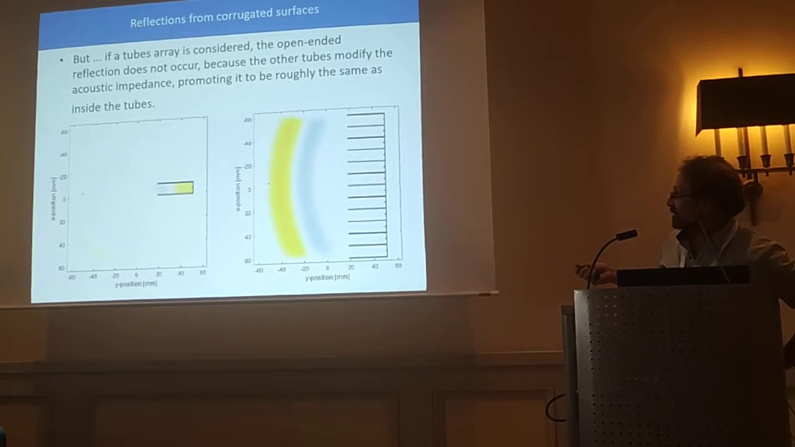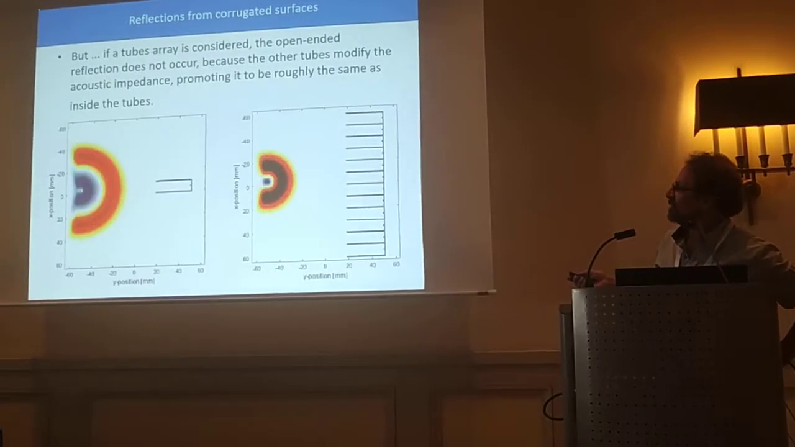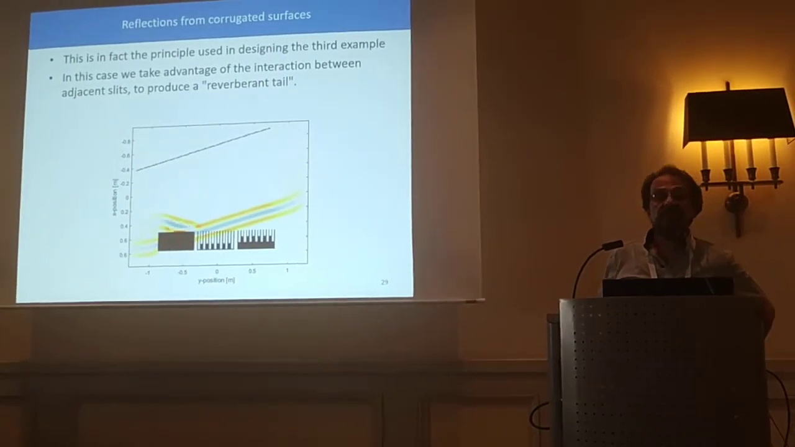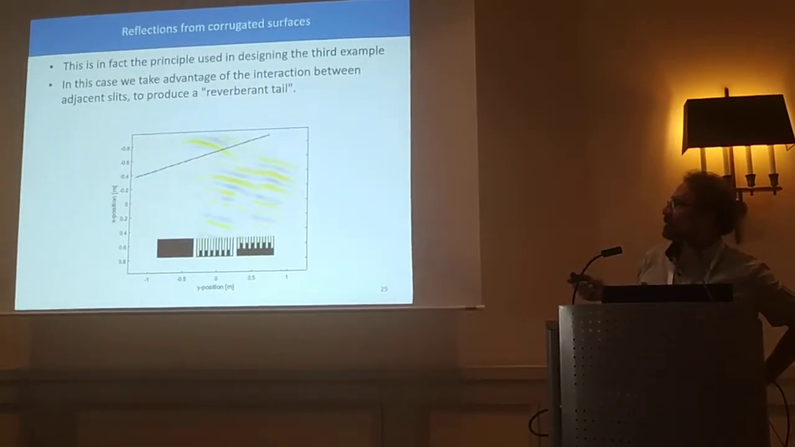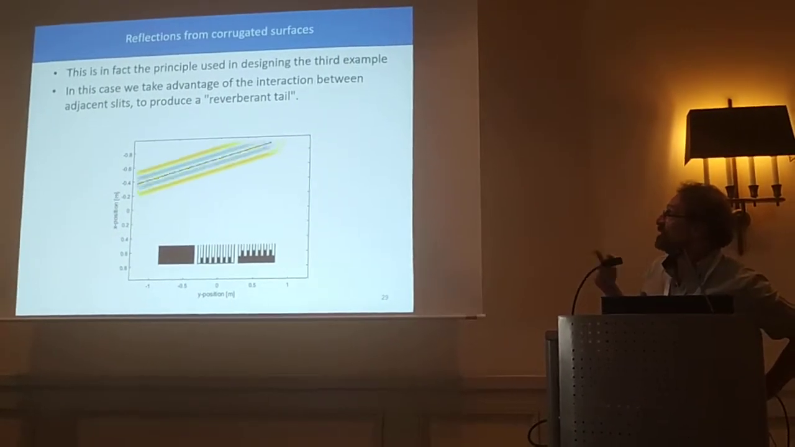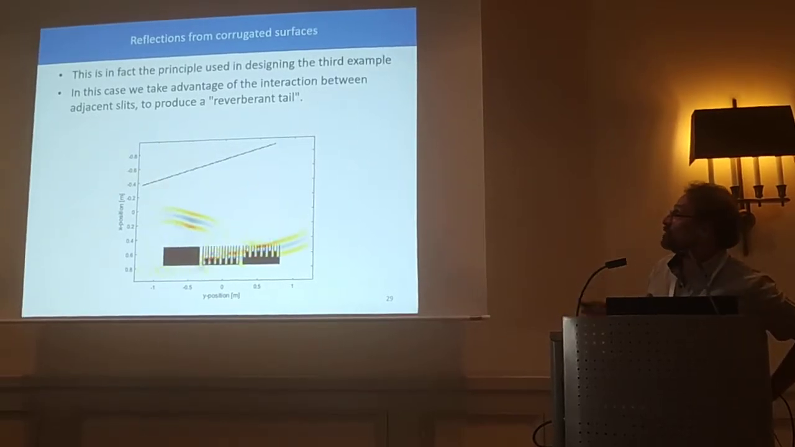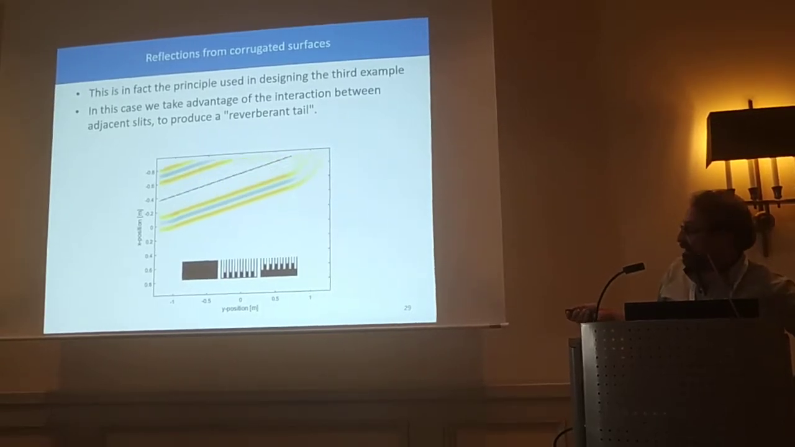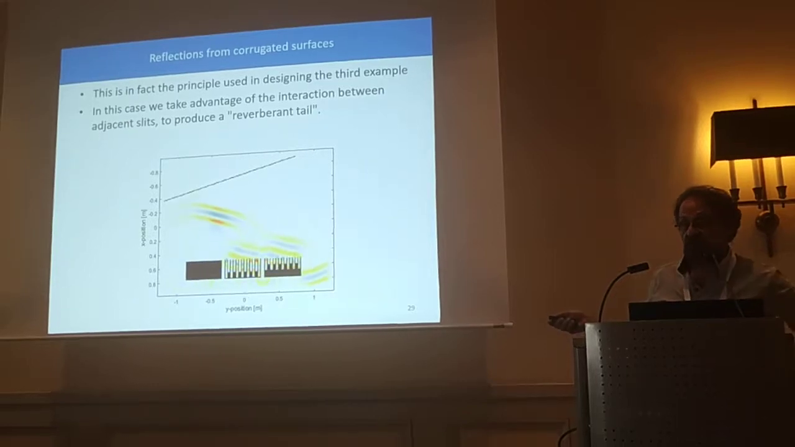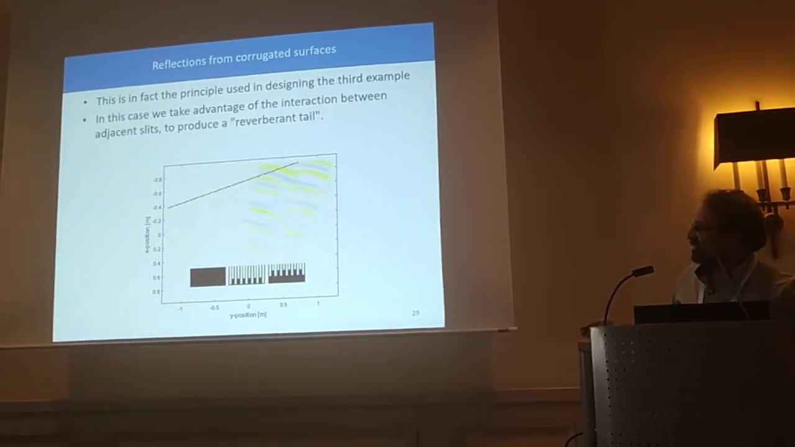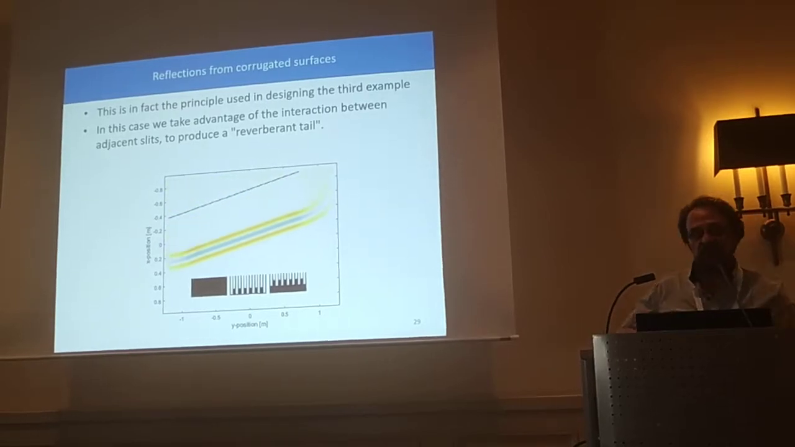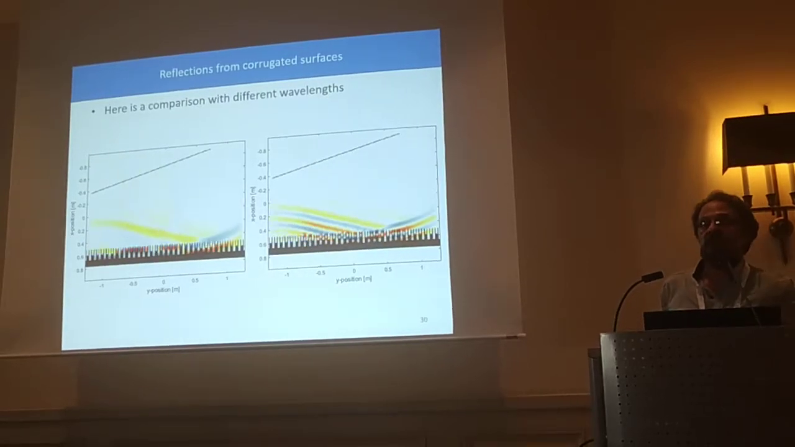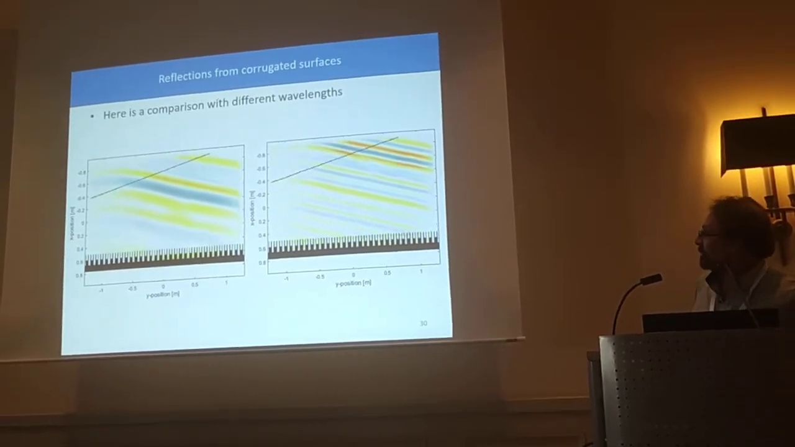Here are no reflections. This is a simulation of an array of tubes. This, in fact, was the principle we used to design the third example. In this case, we take advantage of the interaction between adjacent slits to produce a reverberant tail. As we show here, the delay was made by the constant of integration, different depth, mean depth, and the reverberant tail because we intercalate two different lengths. Here's a comparison with different wavelengths of the same surface with a reverberant tail.